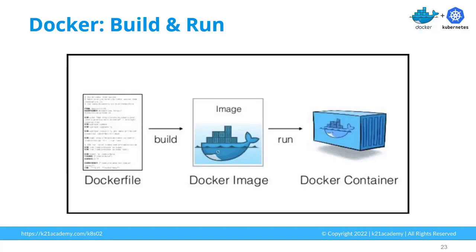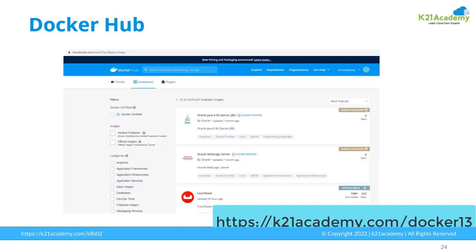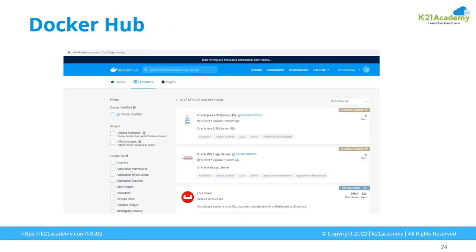Now, if you want to know more about this in detail, I've covered this in one of the previous episodes at k21academy.com/Docker13. So these images on the Docker repository are stored in a Docker registry called Docker Hub. This is an example of all the different types of images which are stored on the Docker repository.